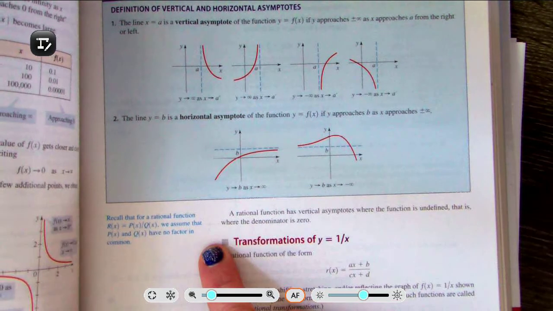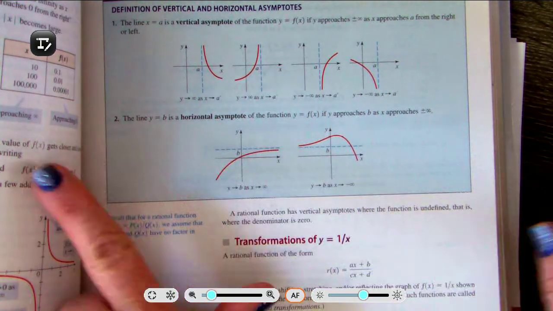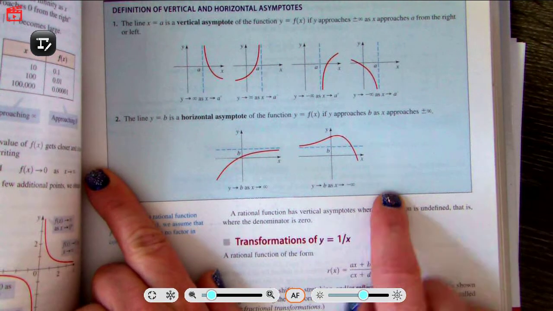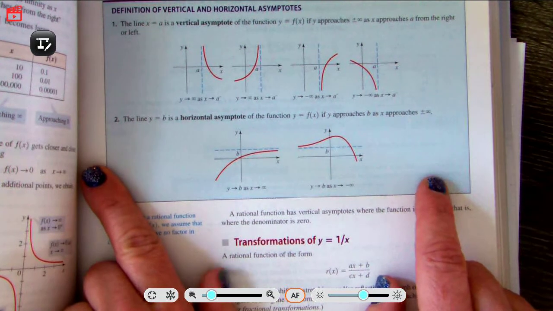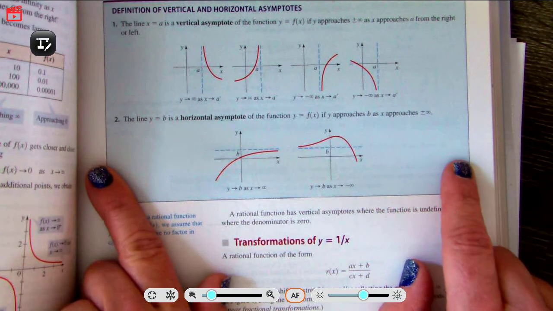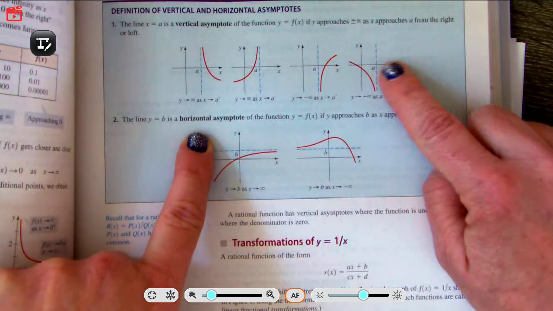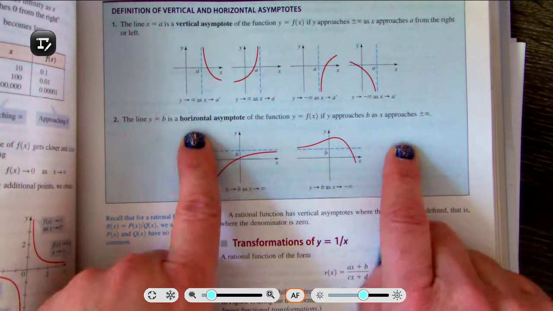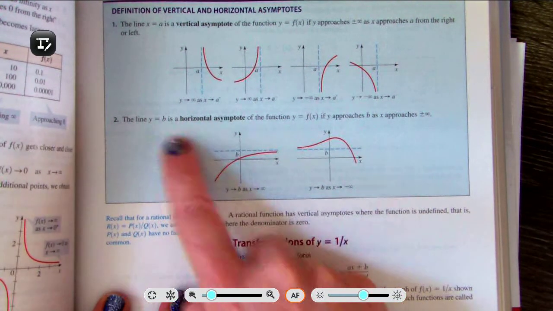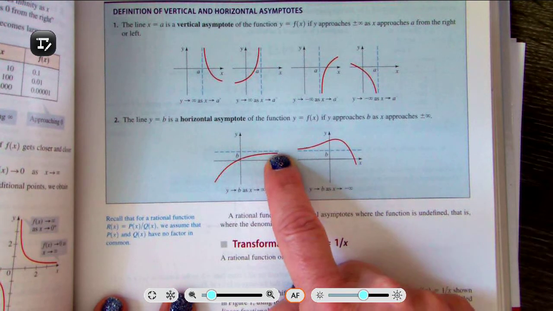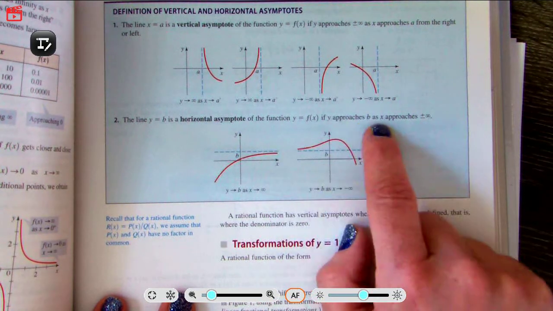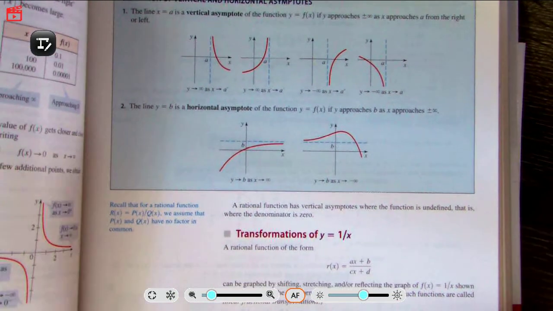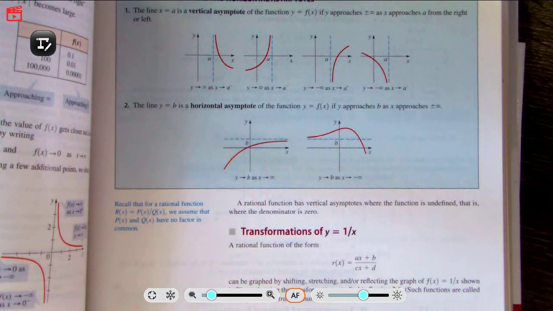A horizontal asymptote is what happens as x goes towards the ends. So as x goes towards positive infinity or negative infinity, what is the function getting close to, if anything? Not all functions have horizontal or vertical asymptotes, but we will find out when they do and when they don't. So a horizontal asymptote means that it's going to get close to that value as your function goes either towards infinity or negative infinity.